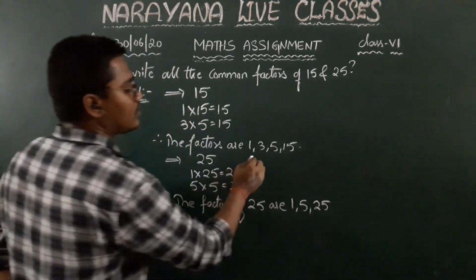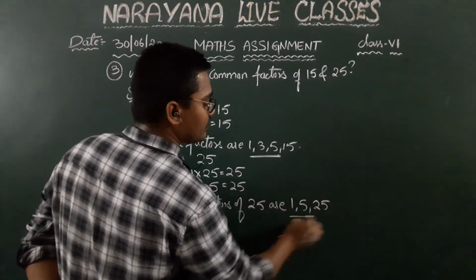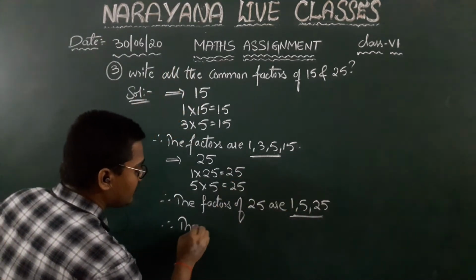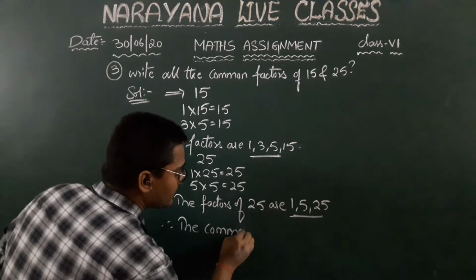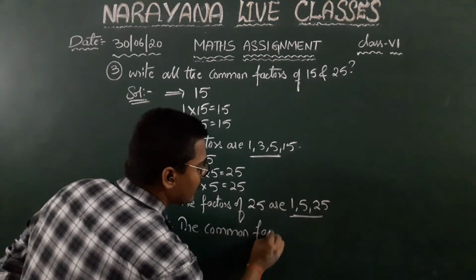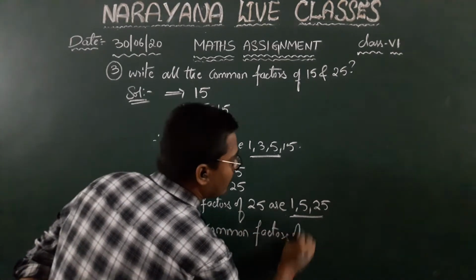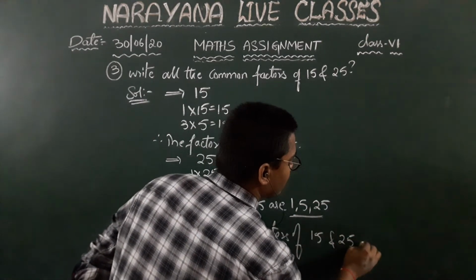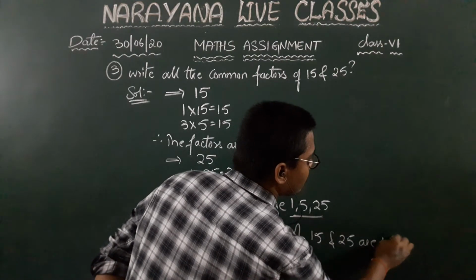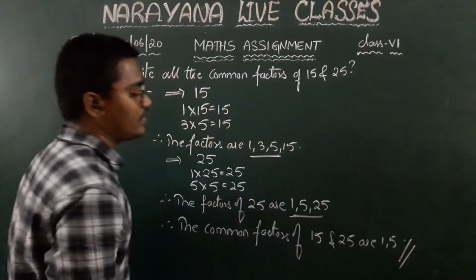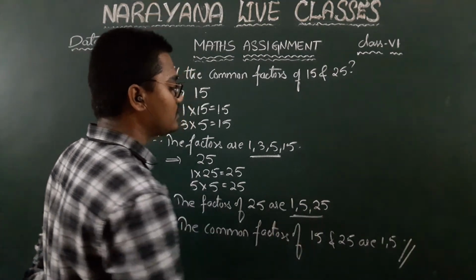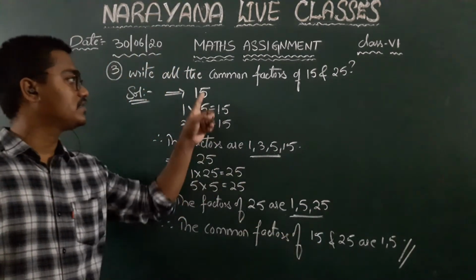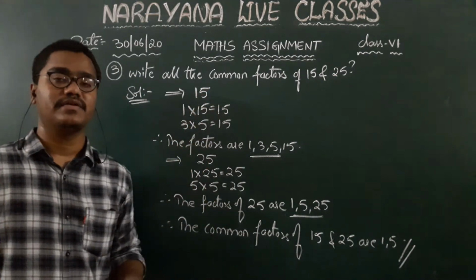So when you compare the factors of 15 and 25 children, the common factors are 1 comma 5. So therefore the common factors of 15 and 25 are 1 comma 5. I hope it is clear to everyone, children. So these 1 comma 5 are the common factors among the factors of 15 and 25.